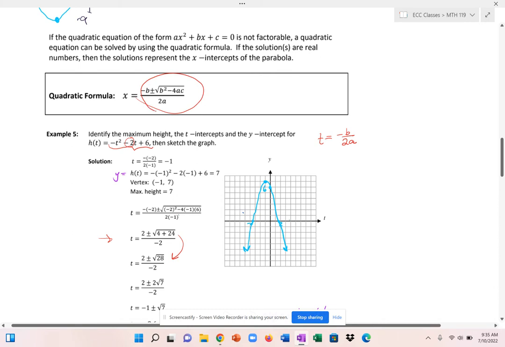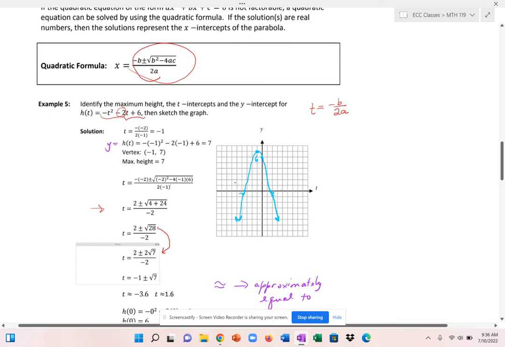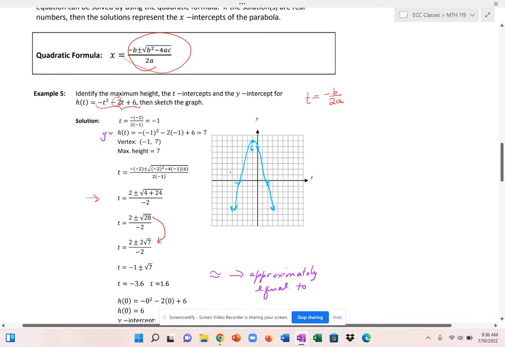So I'm basically plugging into this formula, over negative 2. But 28 is 4 times 7, and the square root of 4 is 2. So that comes out of the radical. So I have 2 plus or minus 2 root 7. But then this negative 2 divides into this, and it divides into this. So you're left with t is equal to negative 1 plus or minus root 7.